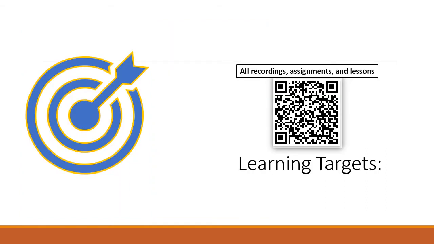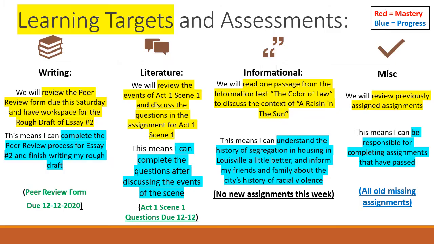All right, let's look at our learning targets for the week. For writing, we're going to review the peer review form so that we know what that looks like and we know where to go to turn that in for Saturday. And for literature, we're going to review the events of Act 1, Scene 1 in A Raisin in the Sun, and discuss the questions in the assignment for Act 1, Scene 1 by talking about what the meaning of the events was. And this means we can complete the questions after discussing the events of the scene.